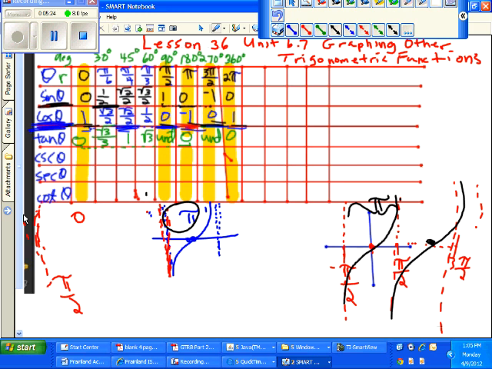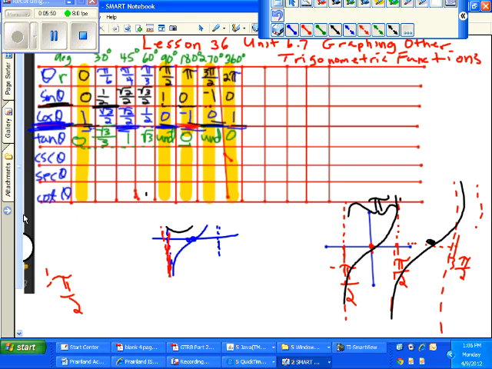Where sine and cosine began their first curve at the y-axis, the tangent really begins its first replication, if you want to call it that. I got to call it something, at negative pi over 2. And it finishes its first replication, or its first curve, at positive pi over 2. Any questions on the tangent wave?